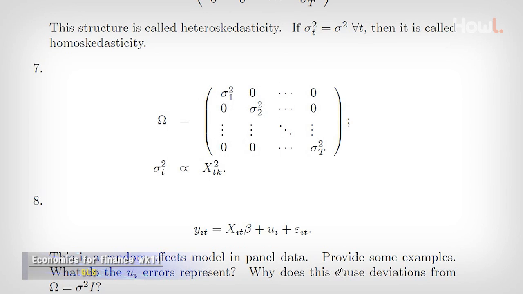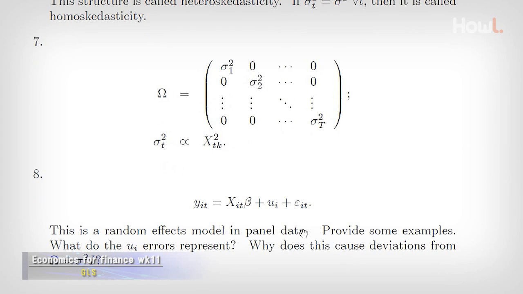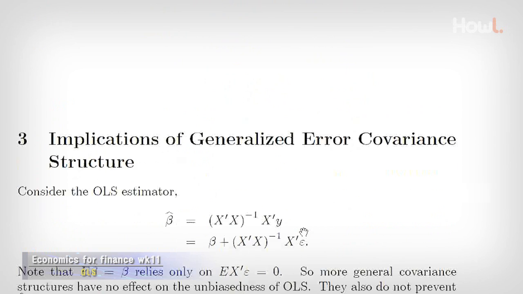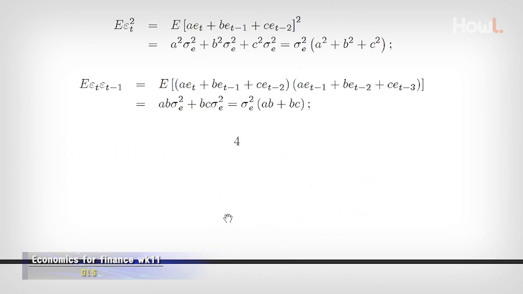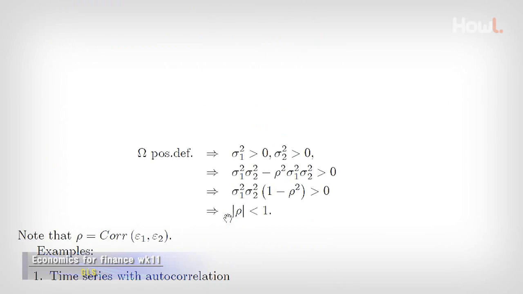This kind of structure is called a random effect model. What do the U_i errors represent? If Y is firm I's return at time T, then obviously U_i is a shock to the firm for all history, all time, and it's a specific shock for the specific firm. Okay, any questions until now?